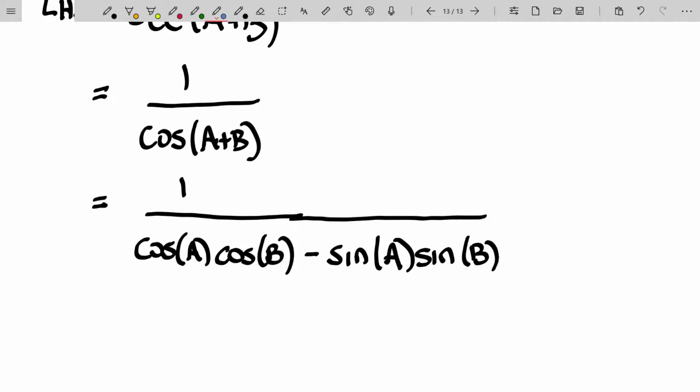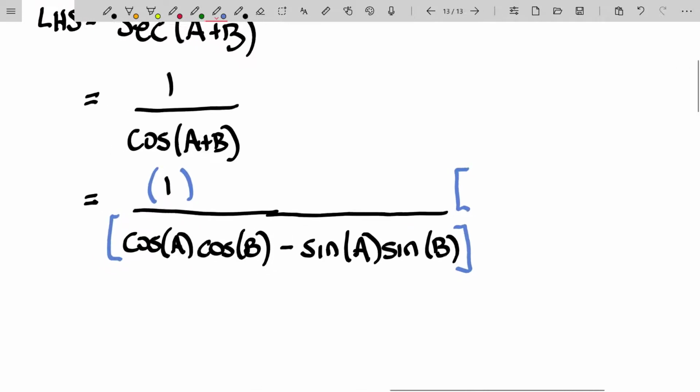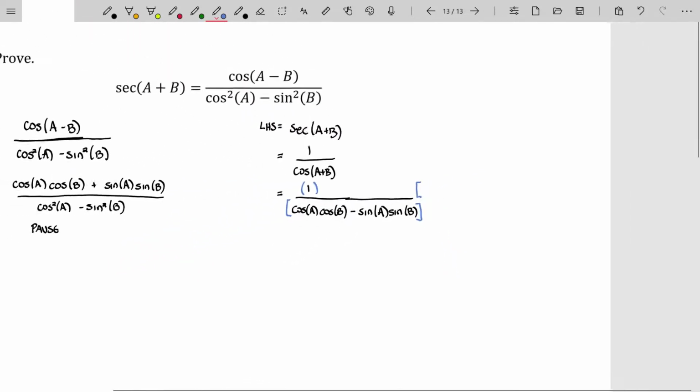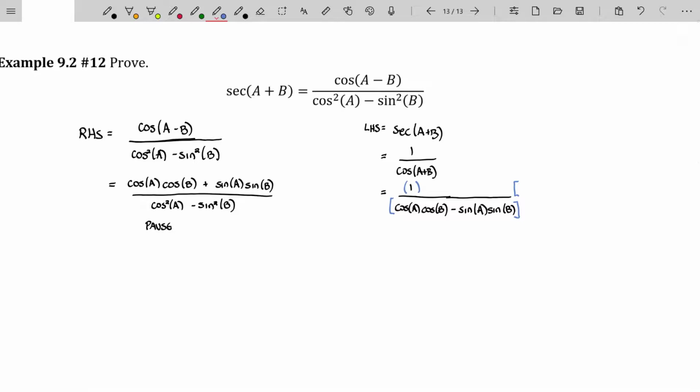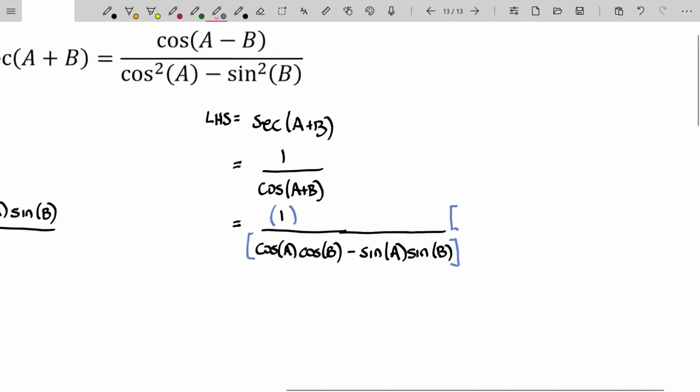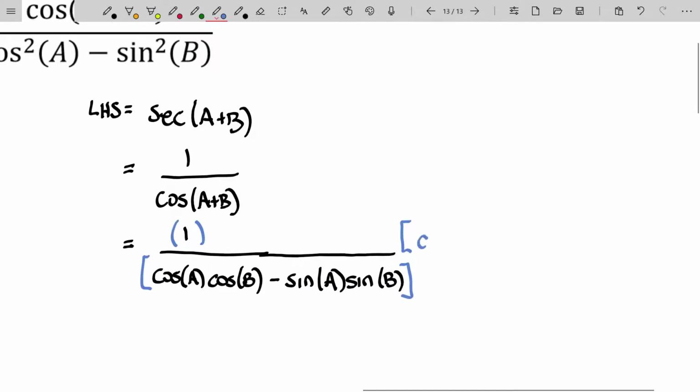So let's go ahead and multiply top and bottom. This is, usually for me, a last-ditch effort. If I just don't know what to do, I'm going to start forcing things a little bit. I want their numerators to match. So I'm going to multiply top and bottom of this fraction on the right-hand side by cosine A, cosine B plus sine A, sine B. So let me do that. Cosine A, cosine B, really good problem actually, plus sine A, sine B.